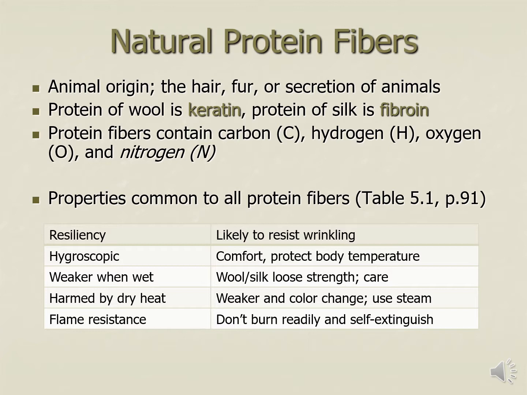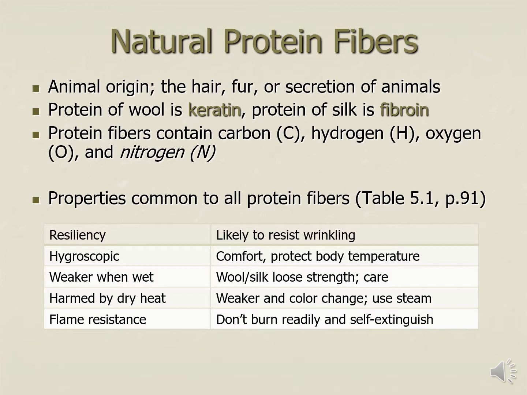And just to note that when you have cellulosic fibers, you have a combination of carbon, hydrogen, and oxygen. But in protein fibers, you add the additional element of nitrogen. So that's the difference in terms of the composition. And just to talk a little bit about the properties of the protein fibers, on table 5.1 on page 91 in your textbook, you'll see a complete table, but here you see an abbreviated list.